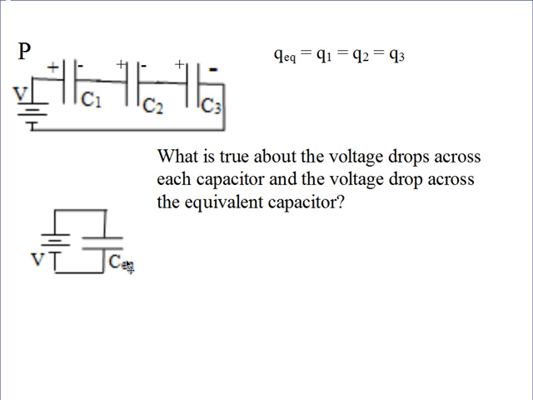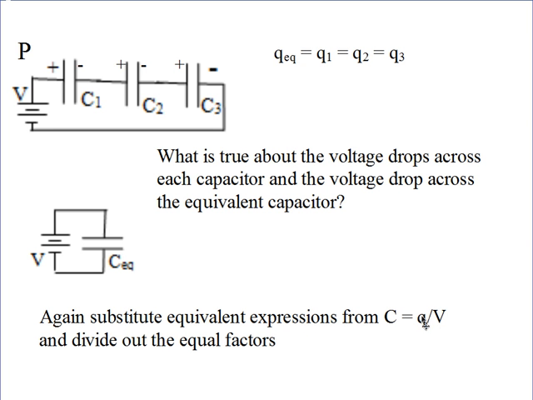So this voltage drop across those three, the equivalent voltage drop, would be the same thing as the sum of the individual voltage drops. Again, take that sum, V equivalent is equal to V1 plus V2 plus V3, and go back to that formula, C equals Q over V, and replace each of those V's by its equivalent, which would be, you bring the V over here, Q divided by C. So it would be Q equivalent divided by C equivalent is equal to Q1 over C1 and so on, plus, plus, plus.